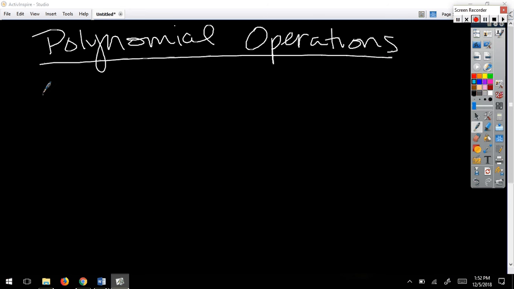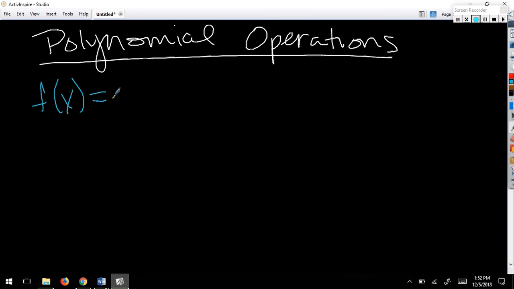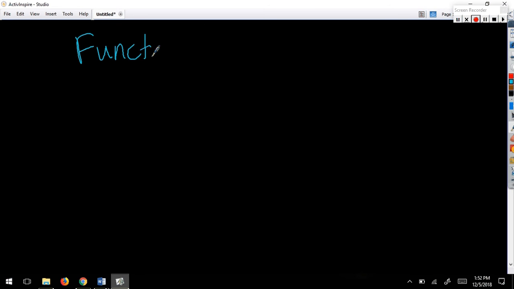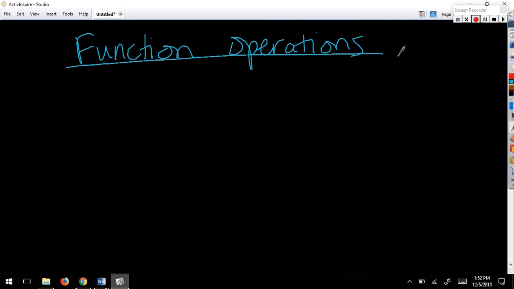Before we start, we're going to have functions defined. Actually, not polynomials. Function operations. Well, because they're not polynomials, because they're going to have rational exponents. If you think back, theoretically, we've done this when we did polynomial operations.